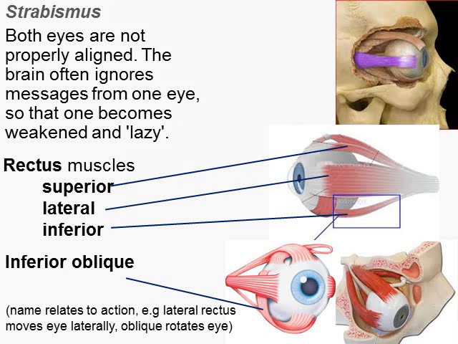Anyway, the rectus muscles are straight and they're going to pull back, and their action relates to their name. The superior is going to pull the eyeball upwards, the inferior pulls it downwards, and the lateral pulls it side to side. The inferior oblique muscle is going to rotate the eye.